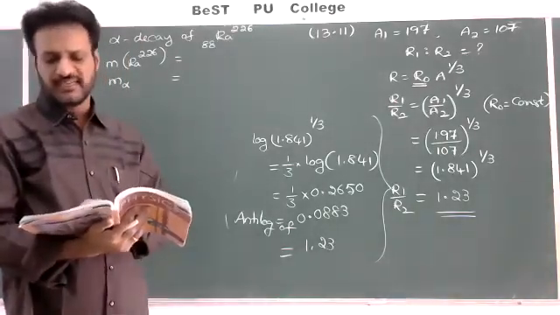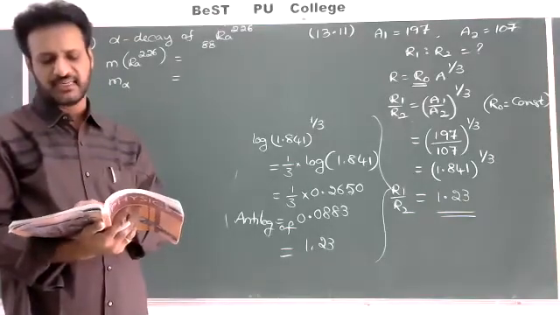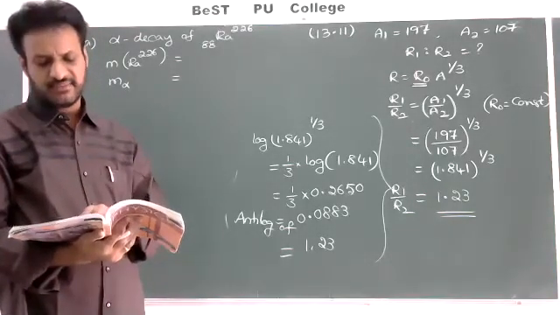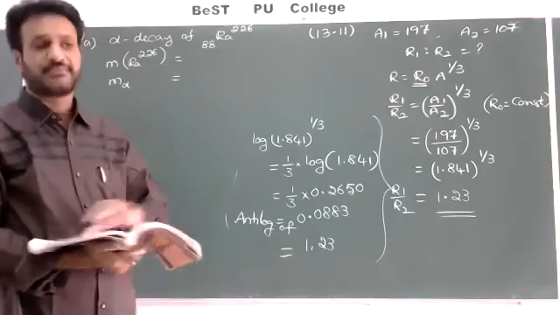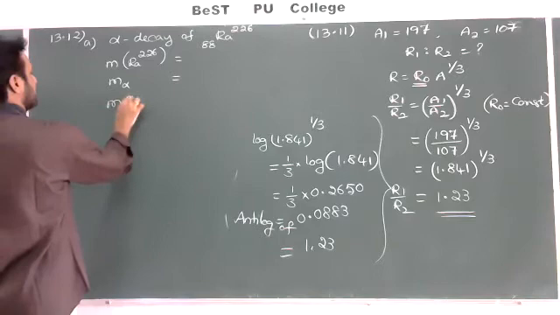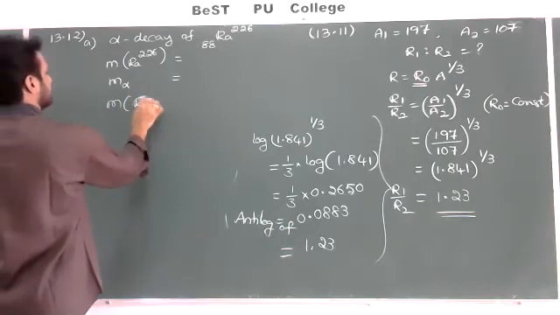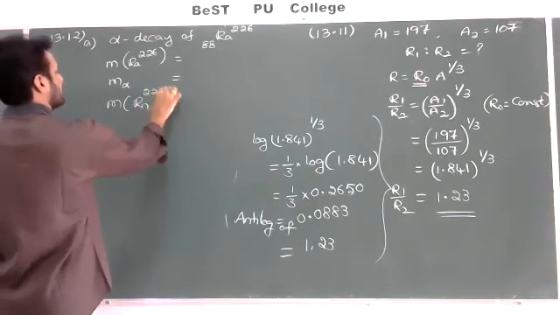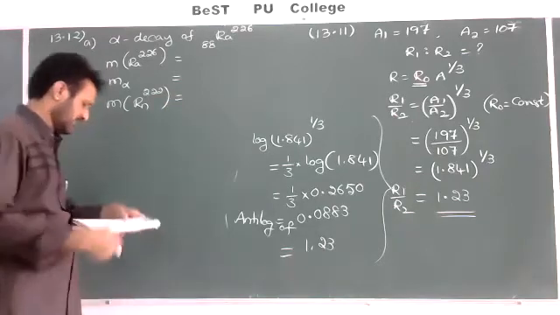Find the Q value and the kinetic energy of the emitted alpha particle in the alpha decay of this first one. The mass of the radium is given, and the mass of radon is also given. For radon, they only gave Rn 222. Now write these values.